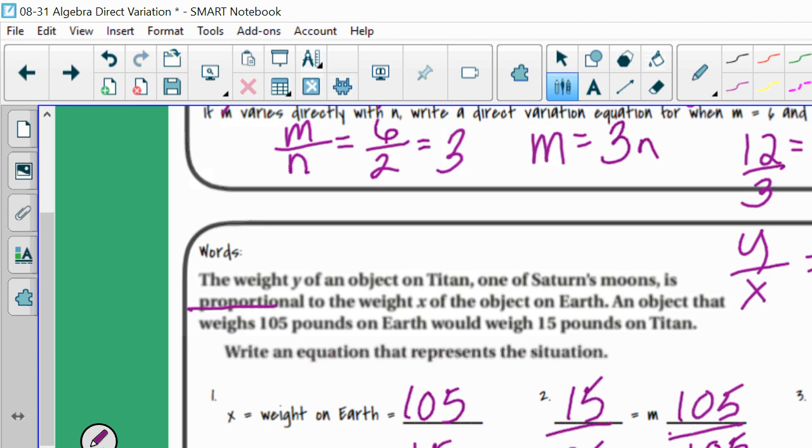1/7. Not 7, 1/7. Don't make silly mistakes like that. Because this is 1 out of 7. This is less than the number 1. Okay? Less than the number 1. So my equation is Y equals 1/7 X.